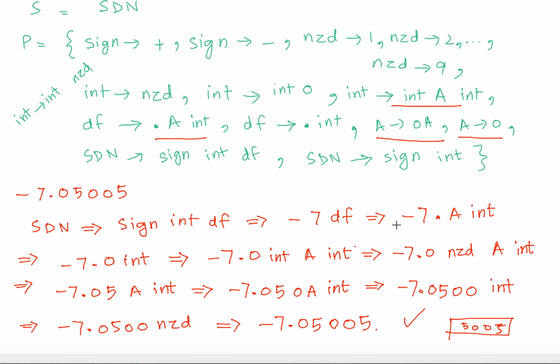So this is it about how to generate a type 2 grammar or context-free grammar for a given problem. And the problem we discussed was how to generate signed decimal numbers.